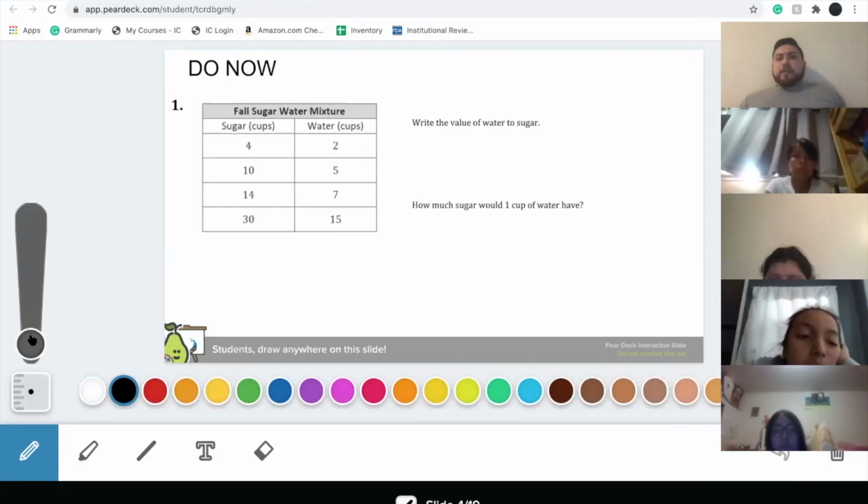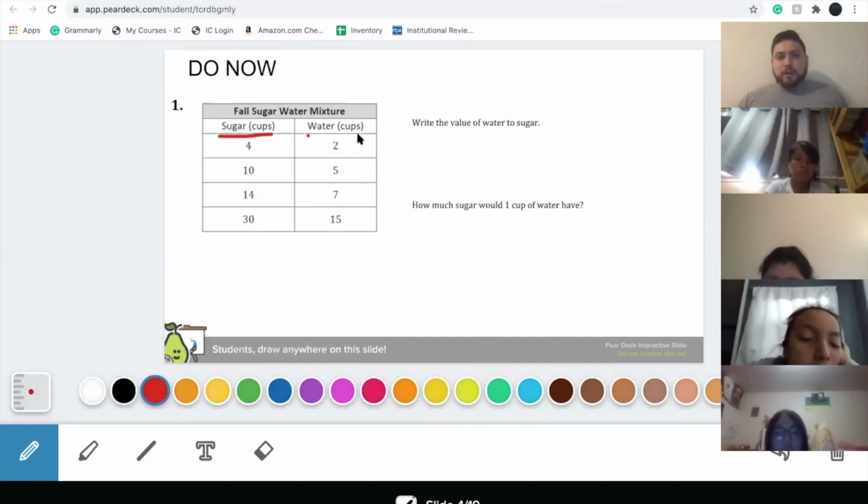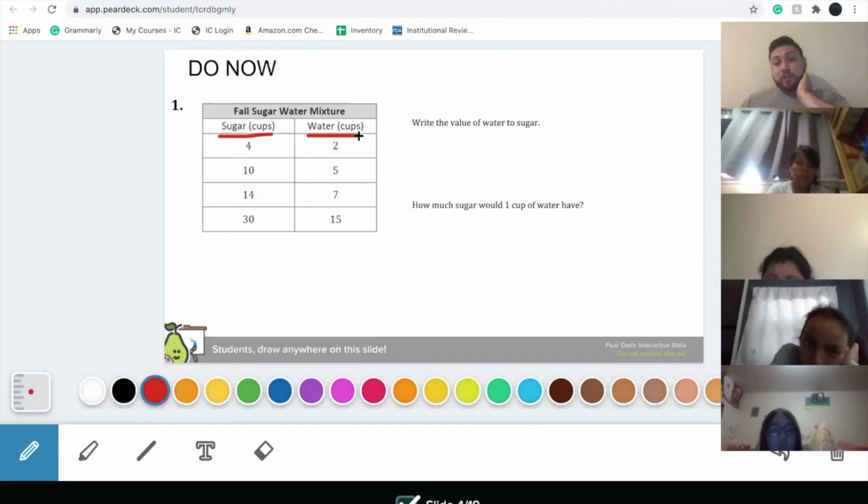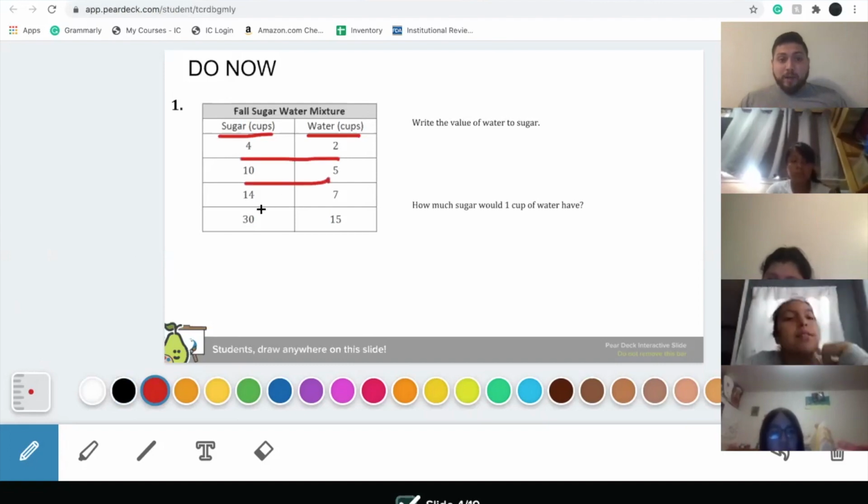I'm going to find the value of water to sugar. So in our table, though, it is sugar to water. So first I need to flip those. In order to do this, I can actually use any of those ratios. So I can show you that we can use any of these equivalent ratios and I will get the same value because we know the value is the same for ratios that are equivalent.